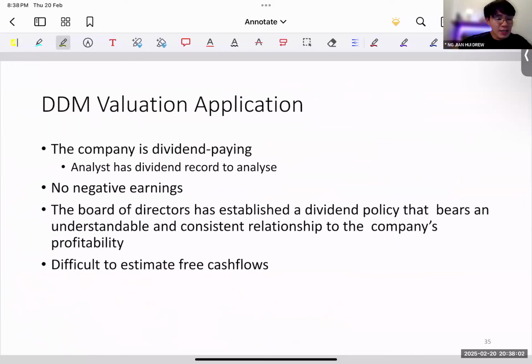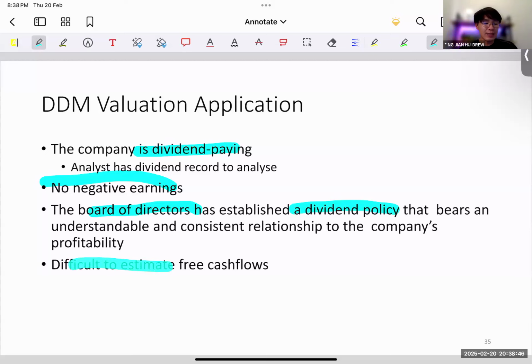So DDM application, of course, it has to be by a dividend paying company. The company will only pay dividend when it's earning money, right? So if it's a negative earnings, the company will not pay any dividend. So then you can use the dividend discount model. At the same time, the company must have some form of dividend policy as well. It cannot be just random policies, or no policy at all, meaning that the dividend is being paid out flat every year, they're going to pay $1 dividend, right? Every year $1, whether the company is making losses, whether the company is making profit, $1, $1, $1, right? If that's the case, there's no policy for dividends.